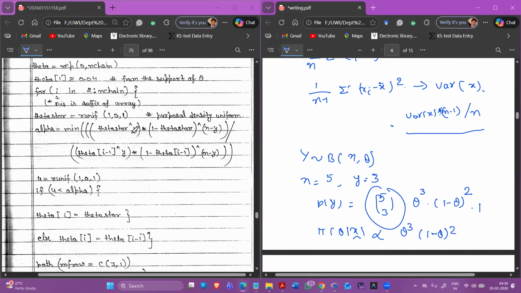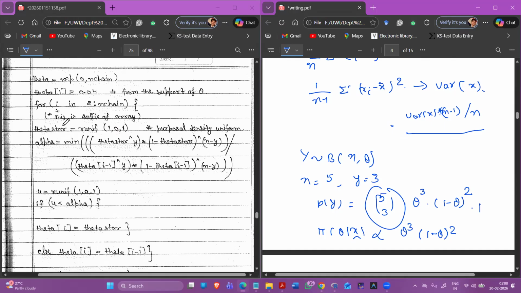After that I will take alpha, that is the minimum of theta star raised to the power y, that is my posterior density, into 1 minus theta star raised to the power n minus y, divided by theta i minus 1 raised to the power y into 1 minus theta i minus 1 raised to the power n minus y. If you put i equals 2, it will be 2 minus 1, that is 1. What is your theta 1? That is 0.04. So here it will use 0.04 for the first value. It will take 0.04 as the theta.